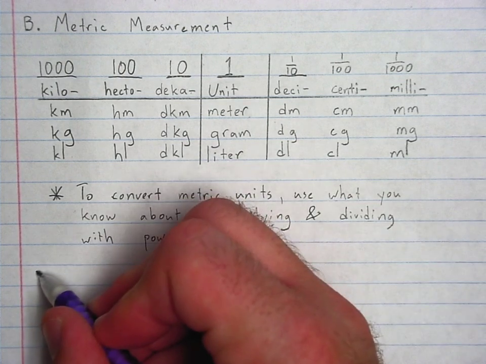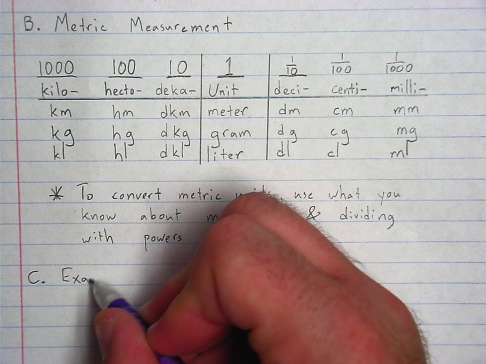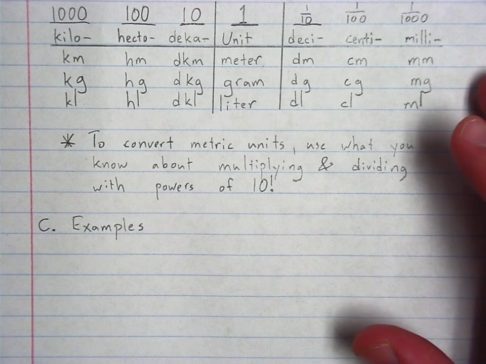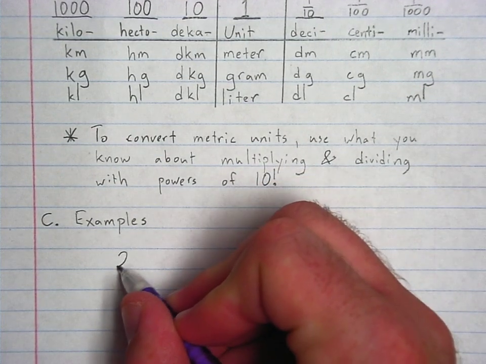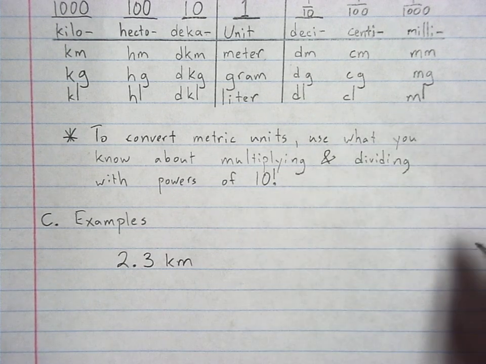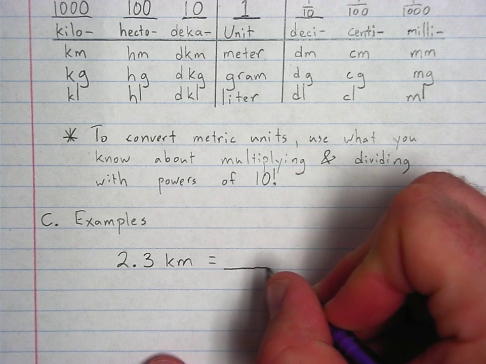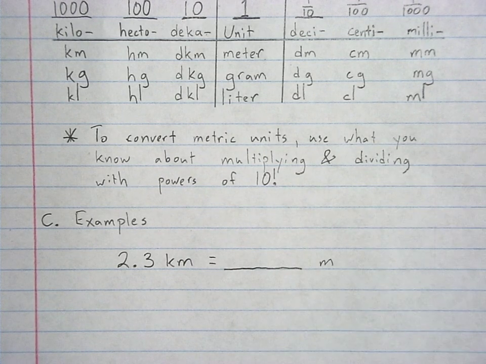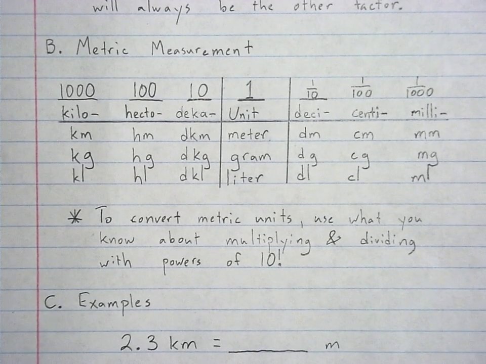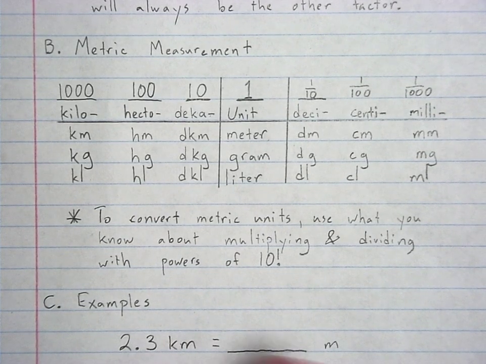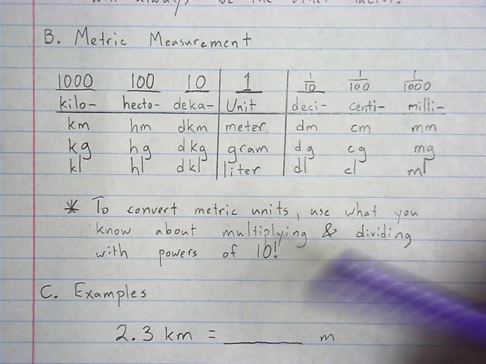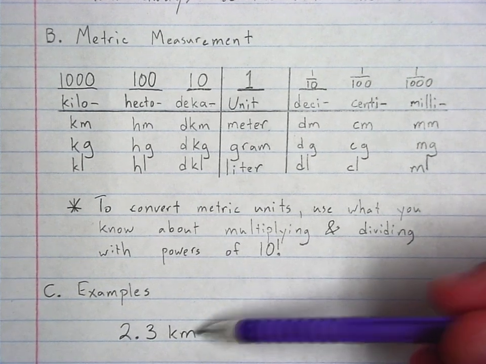So we're going to wrap up here pretty quick. Let me show you just maybe 2 or 3 quick examples. Let's say that I have 2 and 3/10 kilometers, and I want to convert that to some number of meters. First of all, think back to what we wrote in the beginning. I am going from a big unit of measure to a small one. A kilometer is closer to a mile. It's a pretty big measurement. I'm going from big to small.